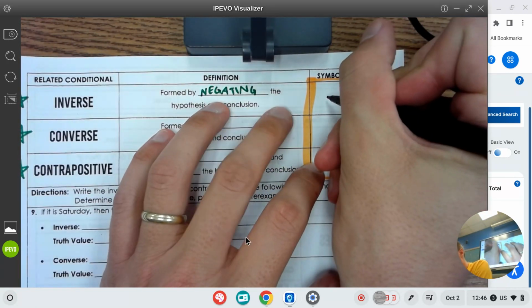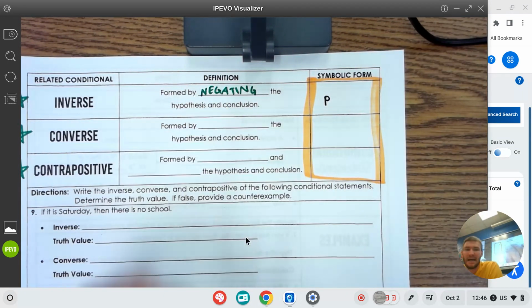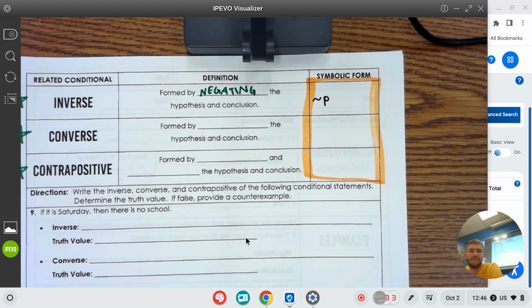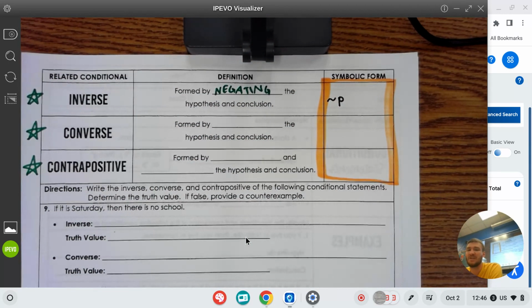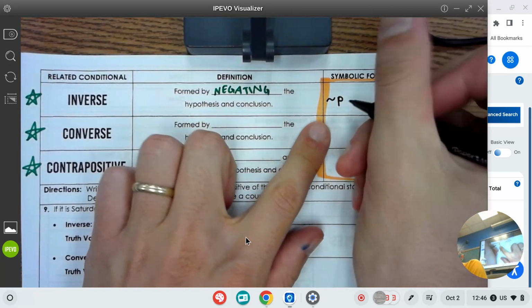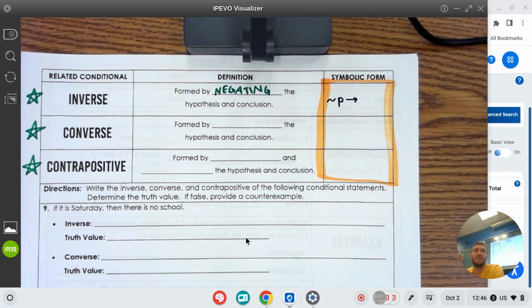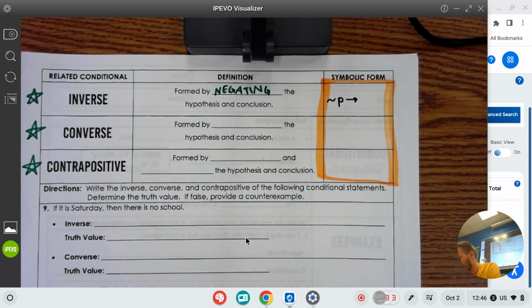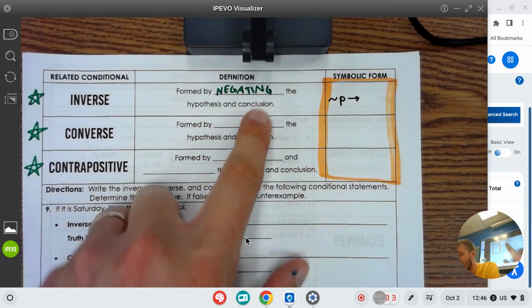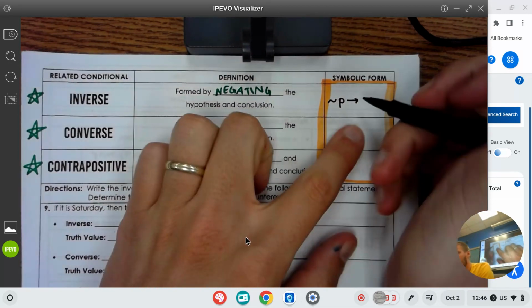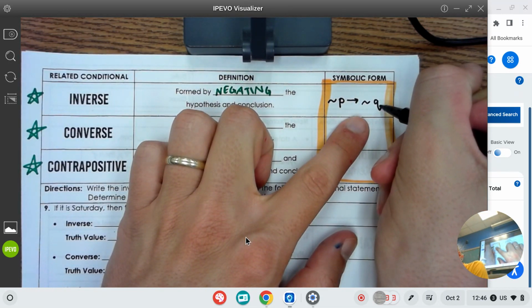So the hypothesis is a P, and how do we negate the hypothesis? You put a little squiggly in front of it. So this means that we're going to be doing the opposite of statement P. And in order to make it a hypothesis conclusion, we're going to put the arrow here, which is going to say that P is implying Q, or in this case, not P, to be specific. And we also need to negate the conclusion. How are we going to write the negated conclusion? Squiggly line, Q.